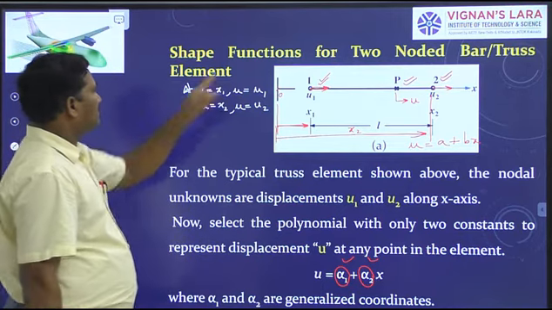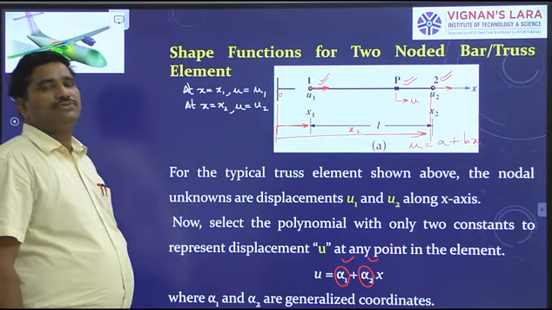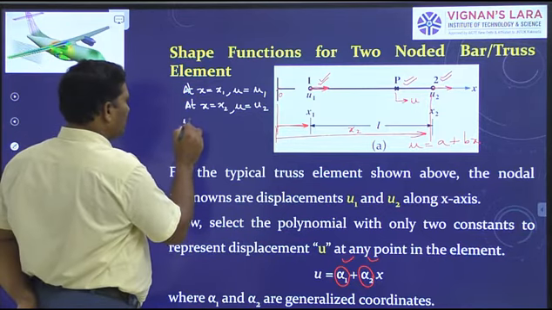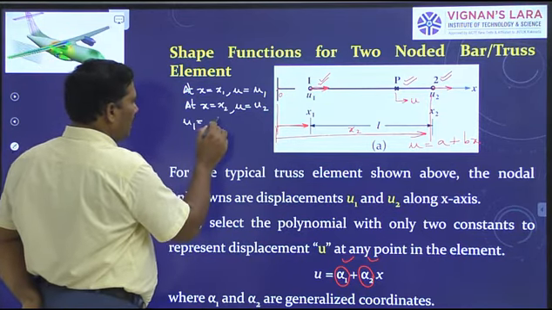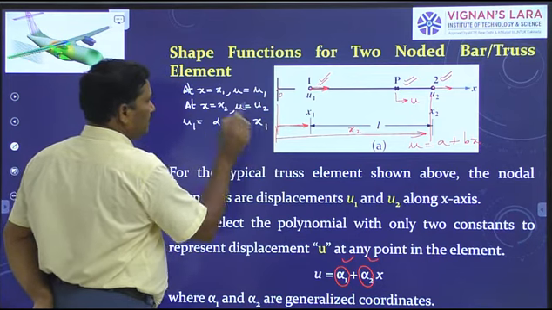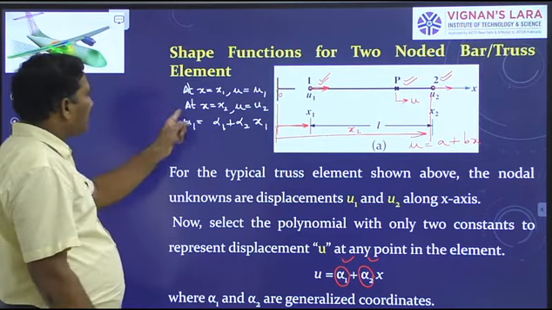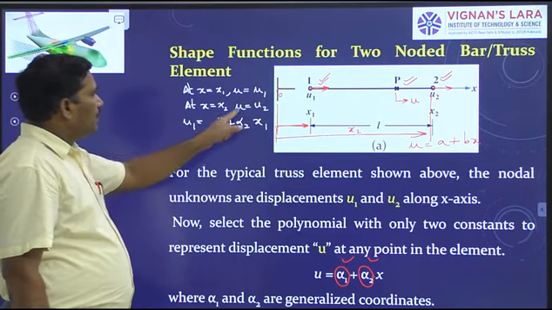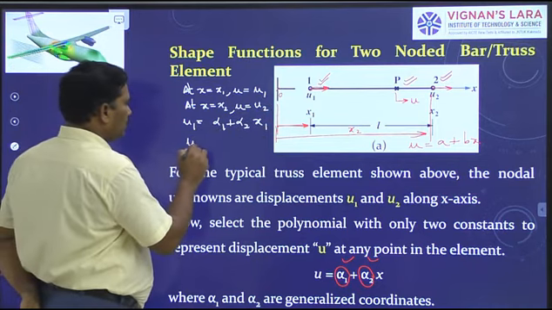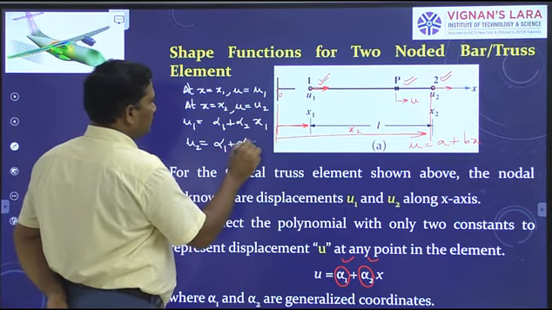How? Take the first condition. At x equal to x1, u equal to u1. Therefore, I write u1 equals alpha 1 plus alpha 2 into x1. Next one. At x equal to x2, u equals u2. Therefore, now u2 equals alpha 1 plus alpha 2 into x2.